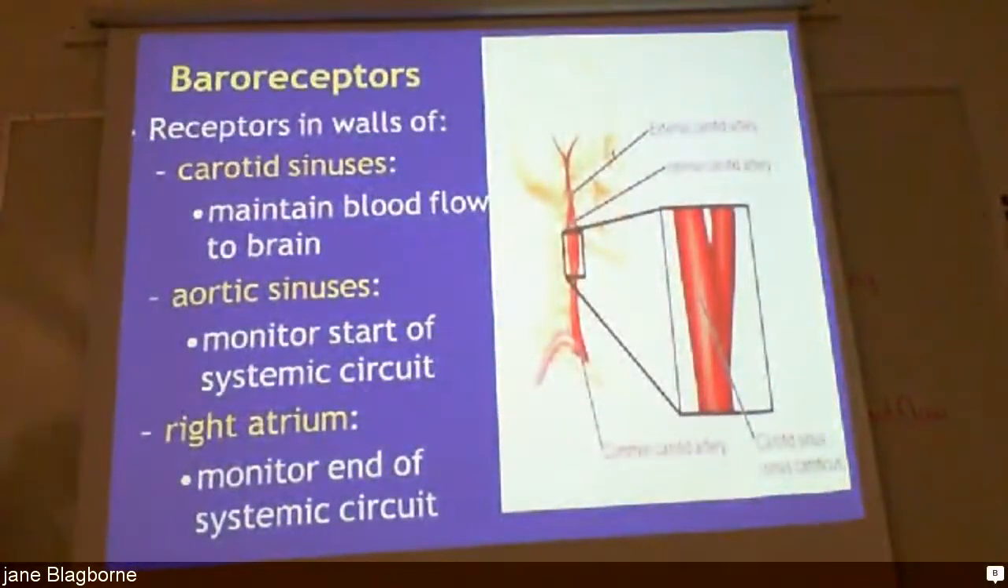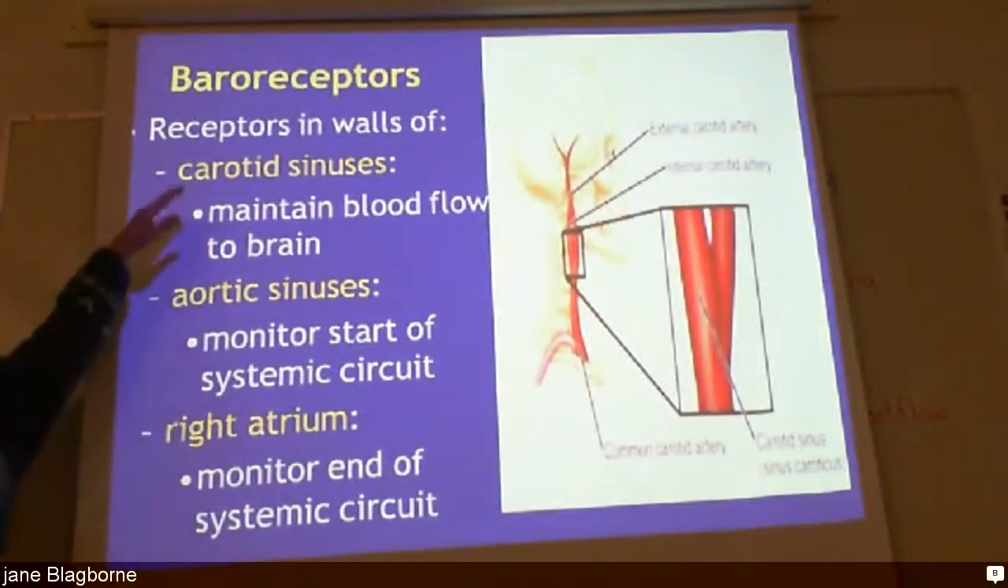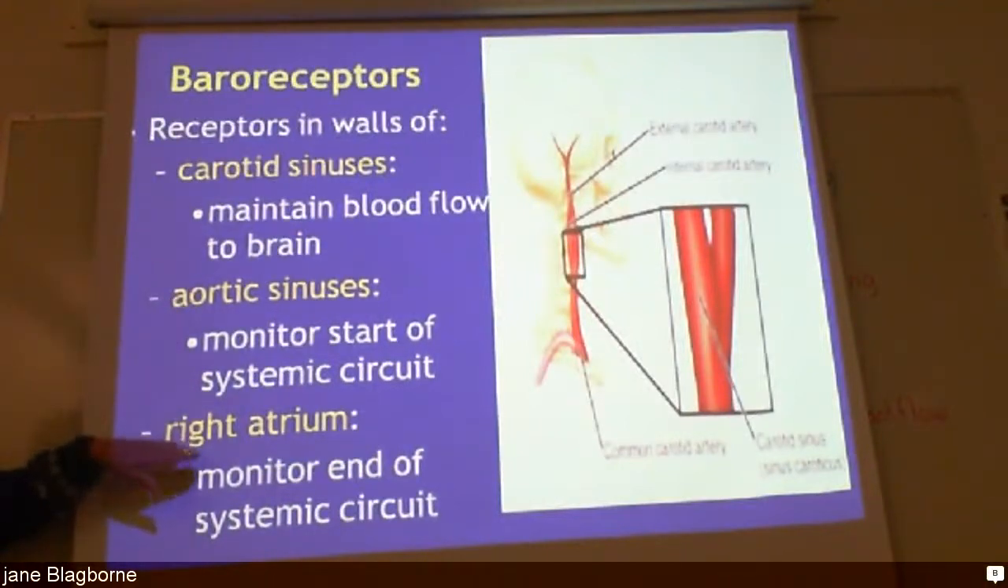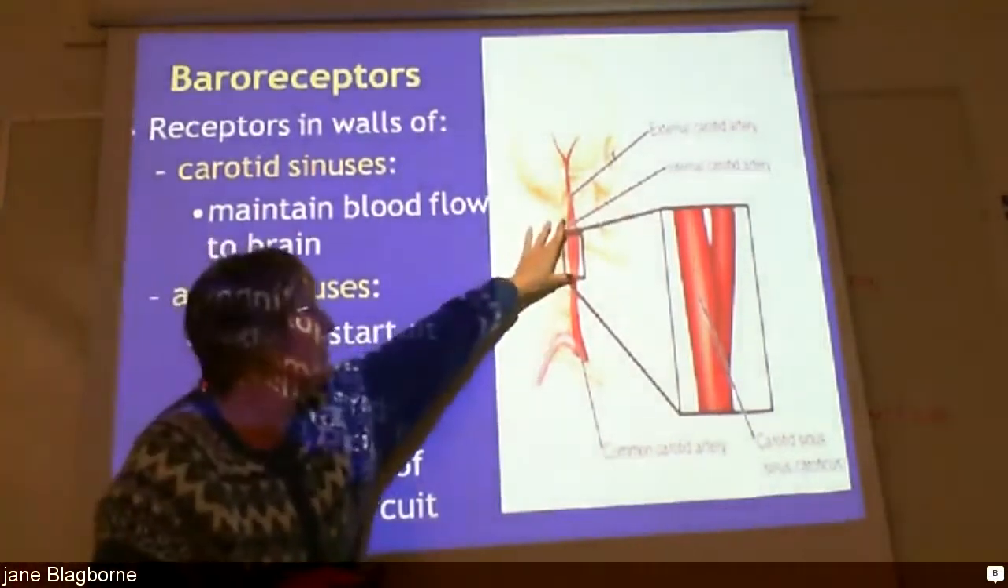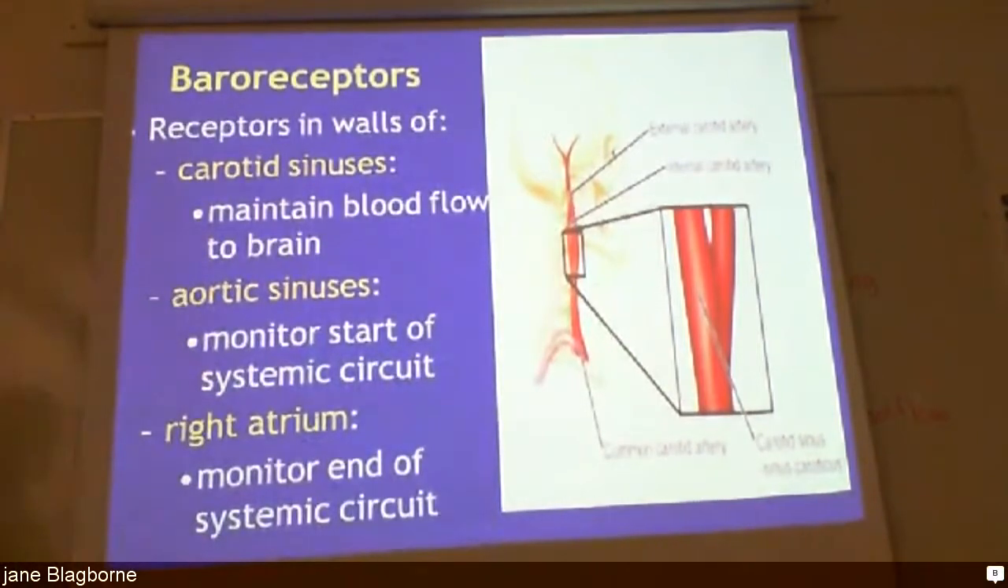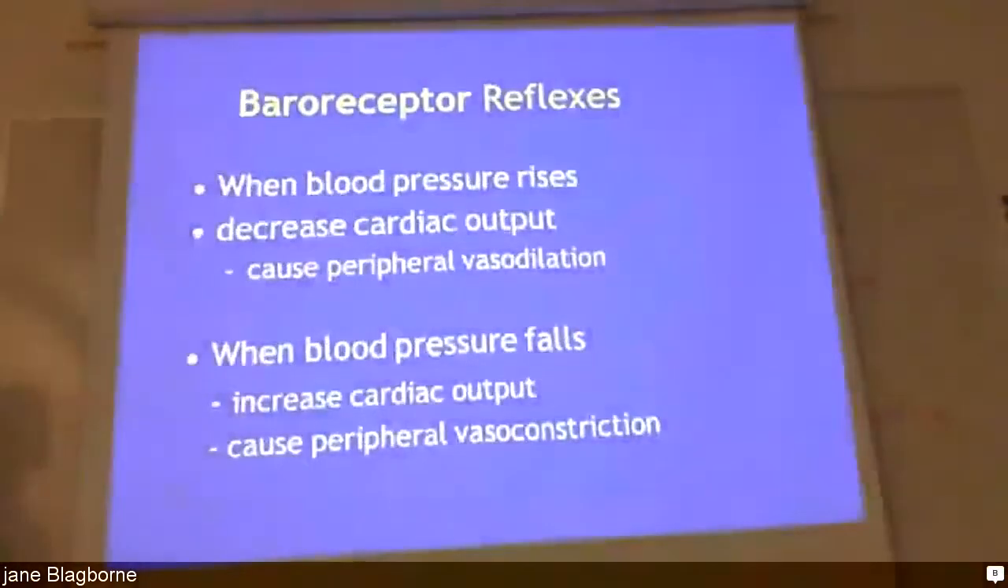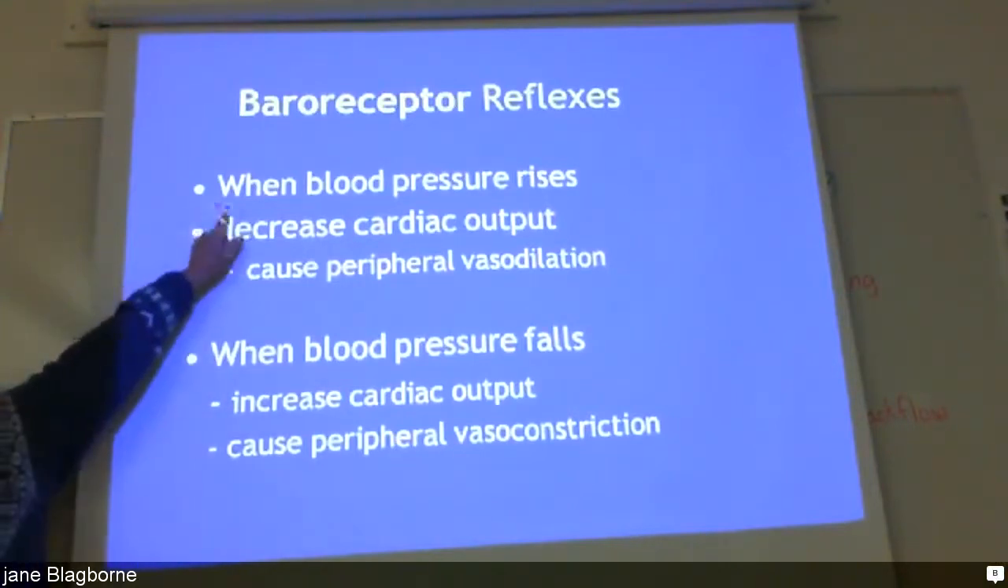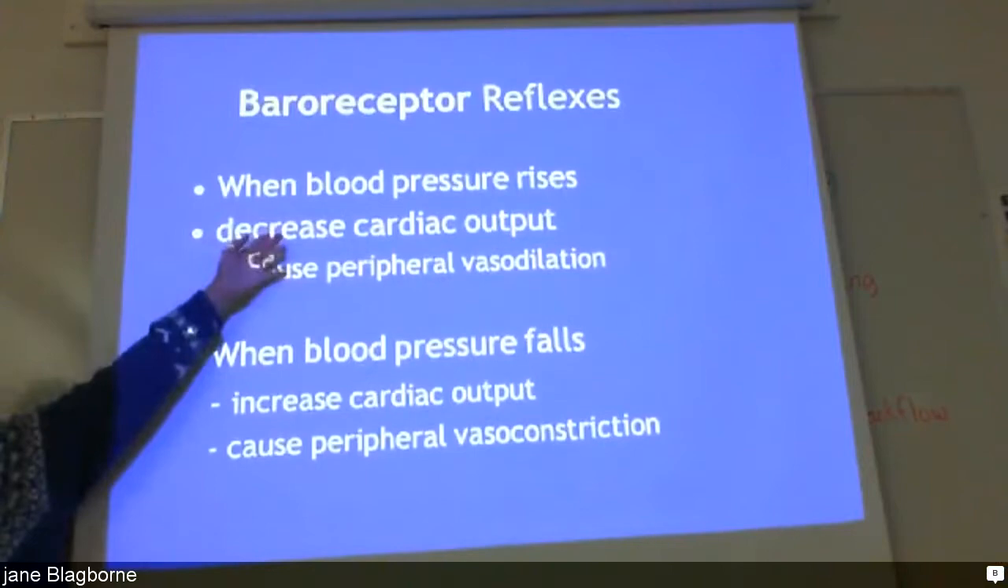This just shows the location of the baroreceptors in the carotid and aortic sinuses and in the right atrium. So it gives you a picture of where they are here in the carotids. And like I said, there are medications that affect the baroreceptors, and you'll hear them again in pharmacology. So you could easily see the baroreceptors being used in somebody with hypertension, right? High blood pressure.